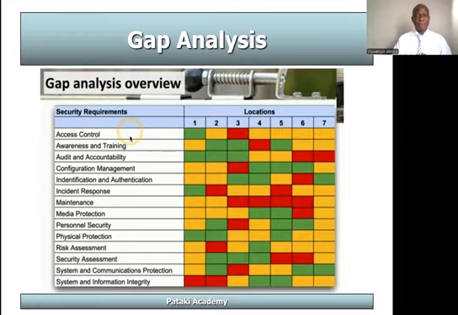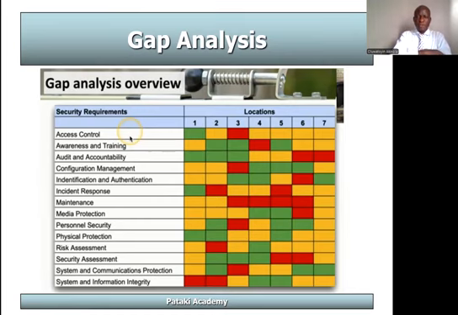Let's quickly look at maintenance as an example. Out of these 7 locations, location 1 and 2 are fair in maintenance, while locations 3 to 6 are very bad for this company. So in all their locations, they need to work on their maintenance. The maintenance is almost very poor.